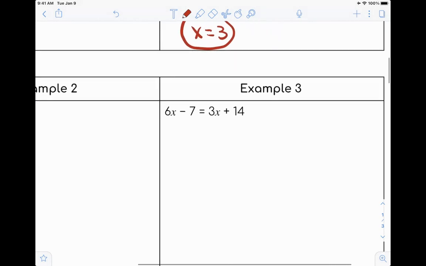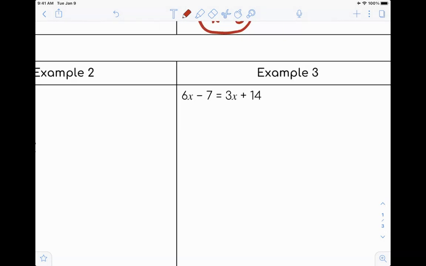Okay, we're going to take a look at example 3. Example 3 is a little bit different than the other examples because I have both a variable expression and a number on both sides of the equation. So the first thing I'm going to do is move the smaller variable, and since 3 is smaller than 6, I'm going to subtract a 3x from both sides. So 6x minus 3x is a 3x. And again, I want to remind you, push that operation to the right and have it travel with the number.